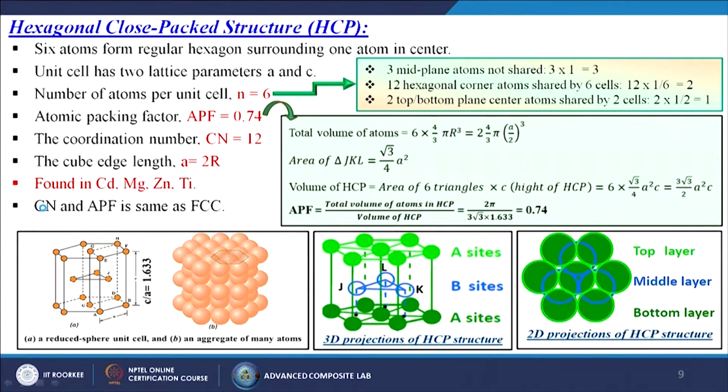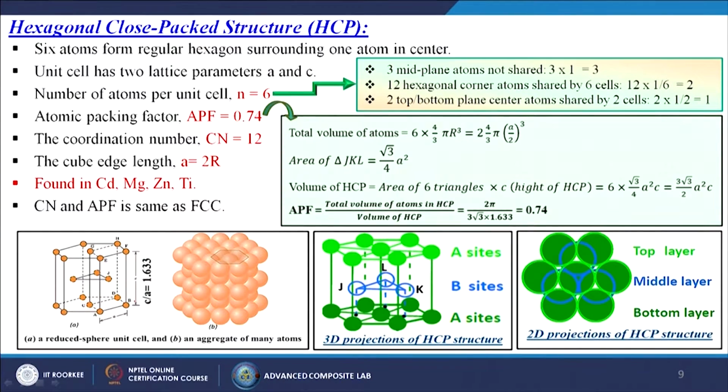Now, we are going to discuss the hexagonal close packed structure. Generally, 6 atoms form a regular hexagon surrounding 1 atom in the center, you can see from this particular image. The unit cell has 2 lattice parameters here, one is called A, another one is C. So, A is the distance from A to B, and from B to A the distance is C.